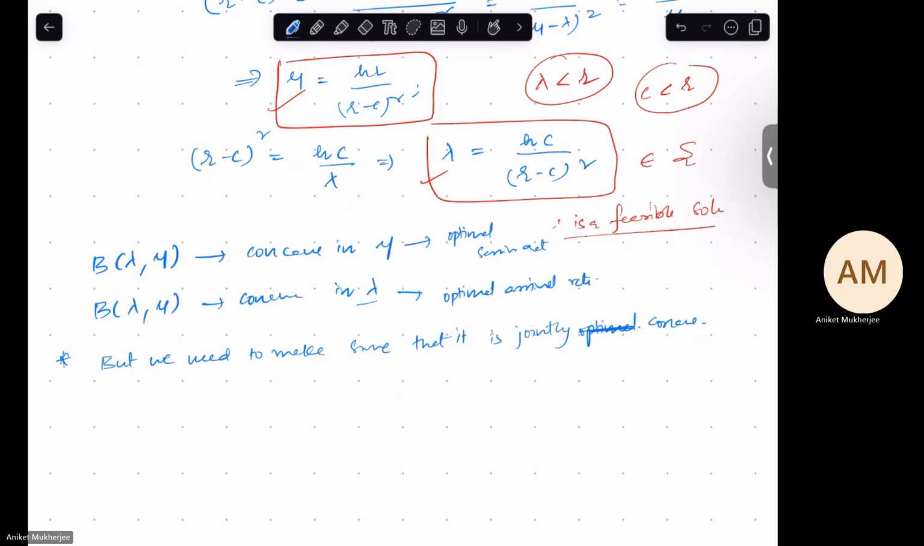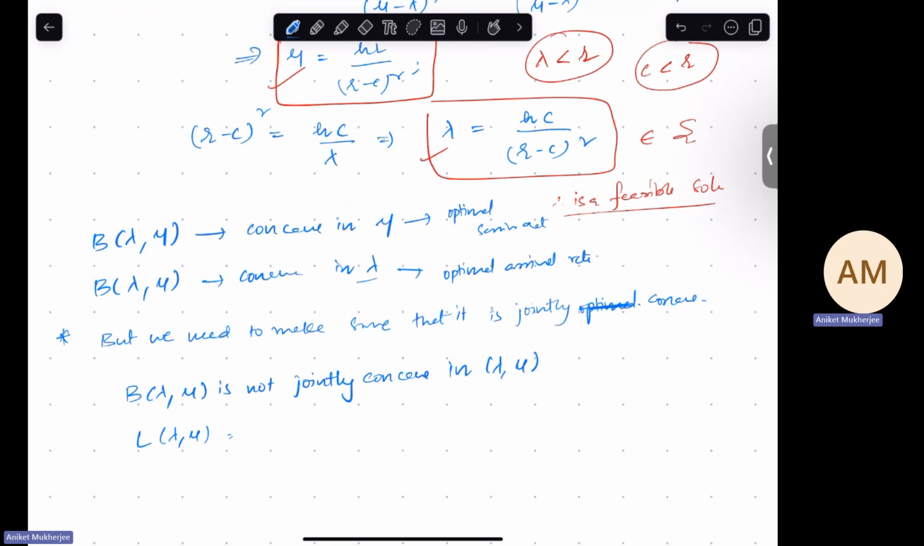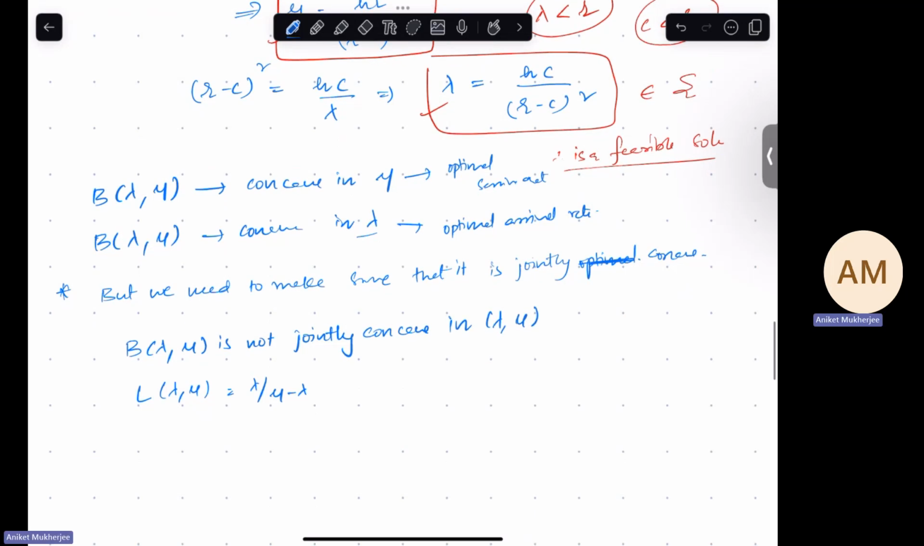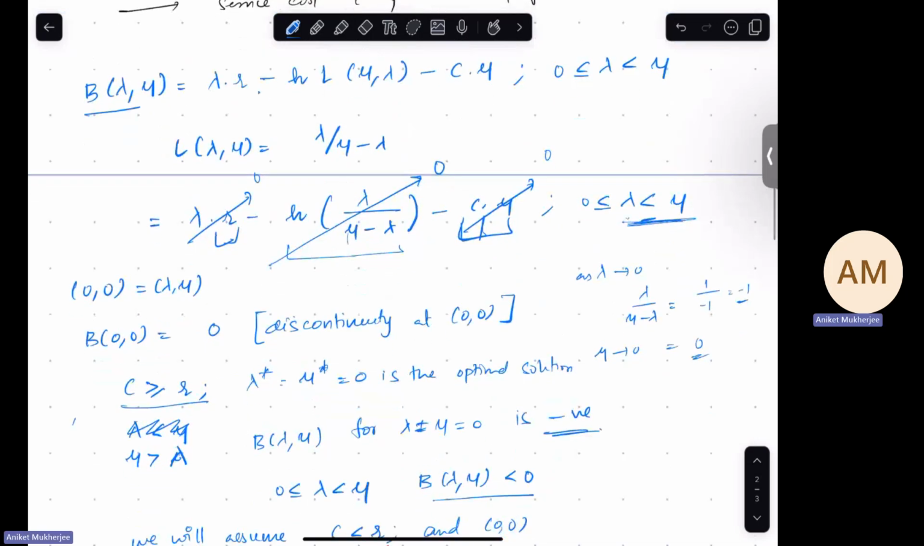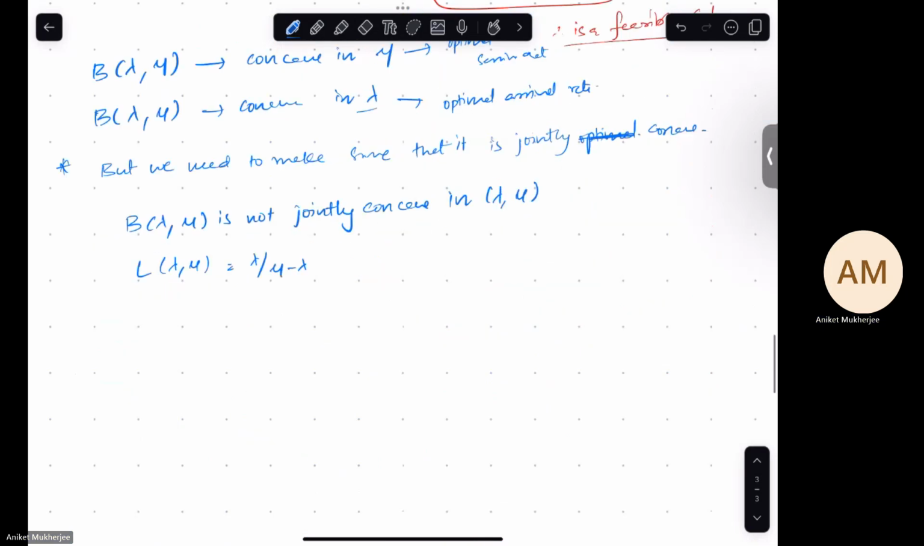Yeah. So B of lambda comma mu is not jointly concave in lambda comma mu. That is because L of lambda comma mu, which is lambda by mu minus lambda, is not jointly convex. The function B of lambda mu has a minus L of lambda mu. So if L of lambda mu is convex, then this whole thing would become concave.